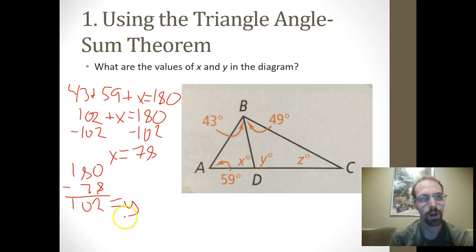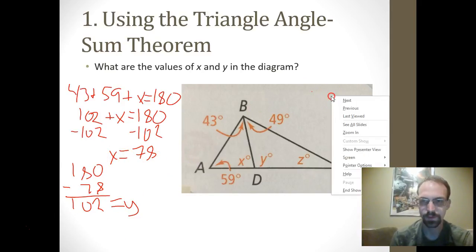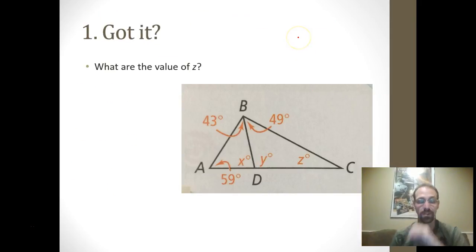So now we have x and y. What are the values of x and y in the diagram? X equals 78, 102 equals y. So if you would, please go ahead and do the got it. The got it is to find the value of z. It's a little bit tricky, but I think you can figure it out. If you would go ahead and pause the video so my students could do this particular problem, that'd be fantastic. When you get done, make sure you check with your table, make sure you all agree.